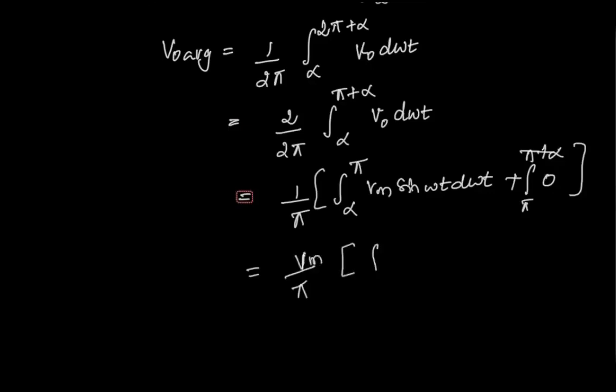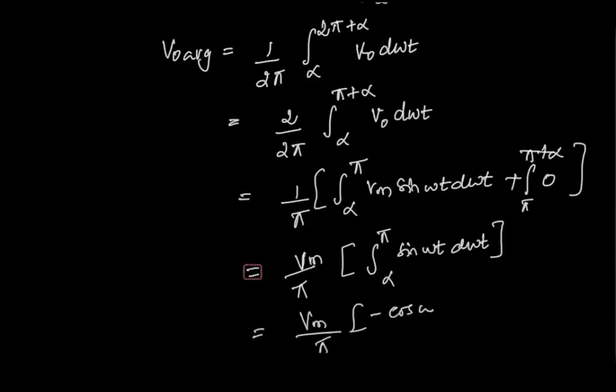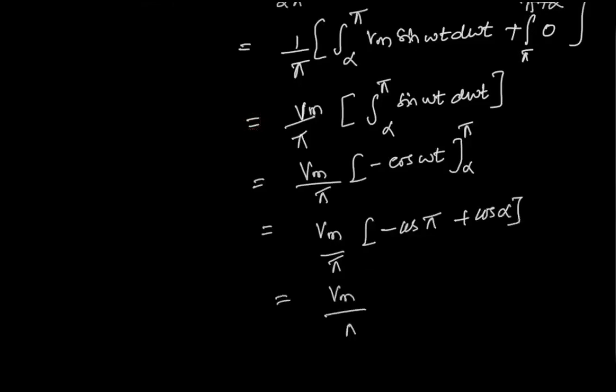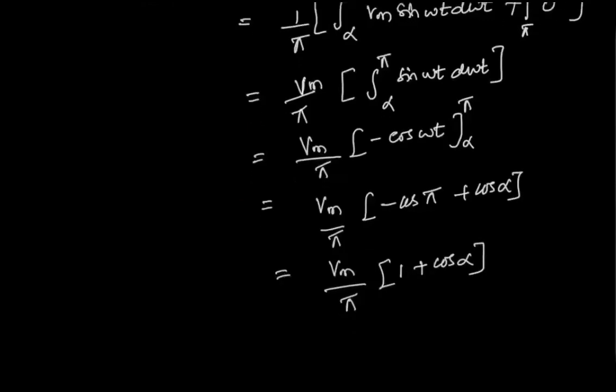The integration of sine omega t d omega t will be minus cos omega t. The limits are alpha to pi. By substituting the limits, we get minus cos pi minus of minus cos alpha, which is plus cos alpha, which is equal to Vm by pi times minus cos pi, which is 1, so 1 plus cos alpha. This is the average output voltage.